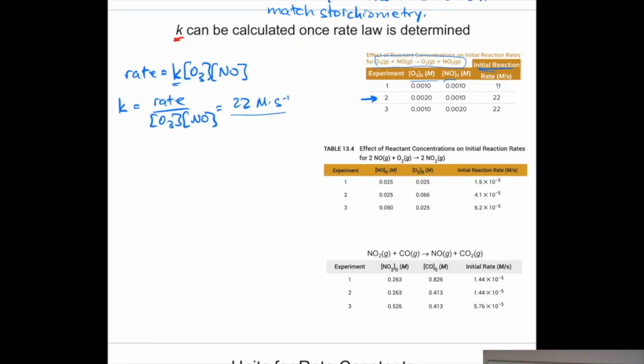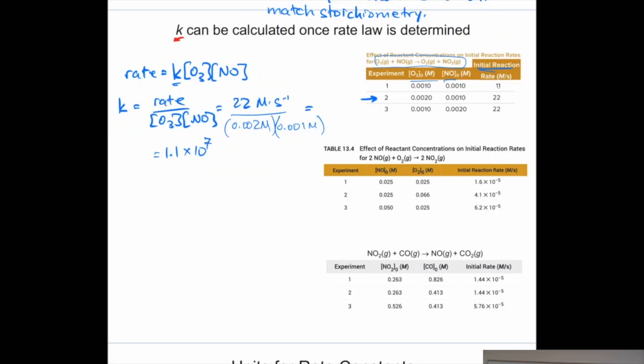And we divide that by the initial concentration of ozone in experimental trial 2. That was 0.002 molar, multiplied by the initial concentration of NO in experiment 2. That was 0.001 molar. Okay? And there's no exponents there. It's all first order. So you work out, you got like 1.1 times 10 to the 7th, right? Yeah. Right, yeah. That's what my notes say.